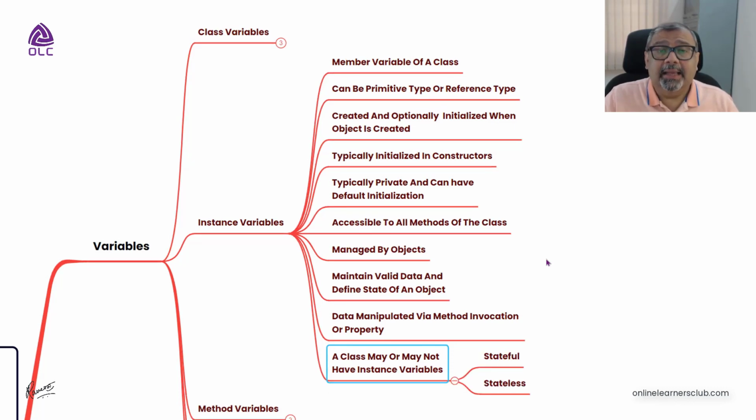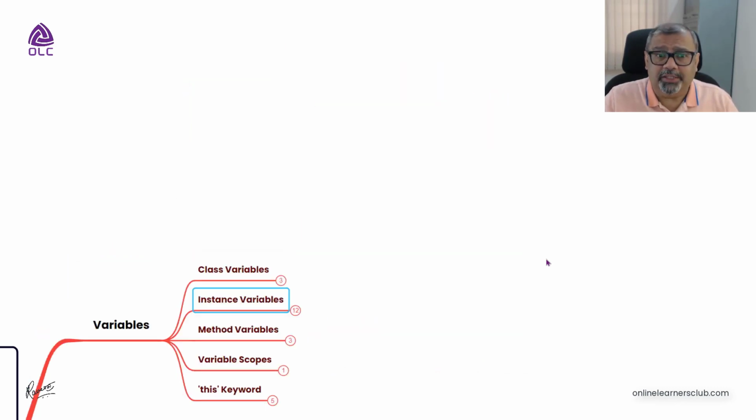And then a class may or may not have an instance variable. That is very much possible, though generally we see that classes will have instance variables, and when they have an instance variable, it is called a stateful object, which maintains the state of a particular client application. And when it does not have any instance variable, we call it stateless. So stateless and stateful are important terminologies in programming. We'll explore them in further courses. All right, so this is about instance variables.